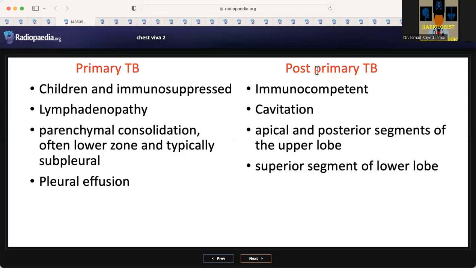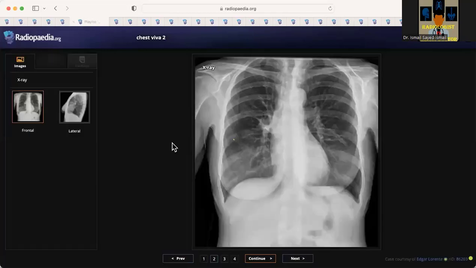Post-primary TB occurs in adult patients who are immunocompetent. The most characteristic thing that we see is cavitation, and it affects the apical and posterior segments of the upper lobe, as well as the superior segment of the lower lobe. Okay, so candidate 2, just carry on before we go to candidate 3.